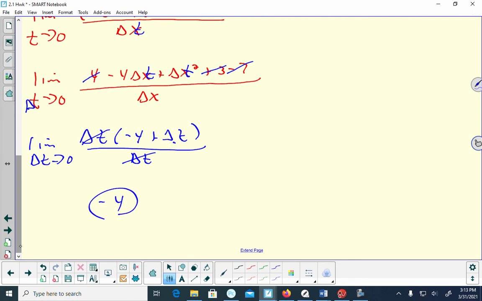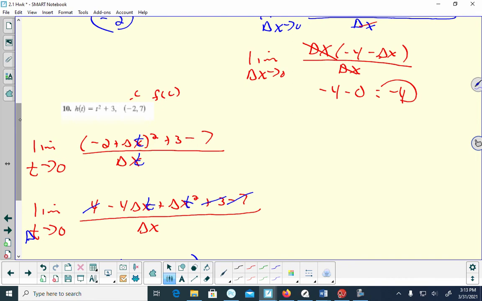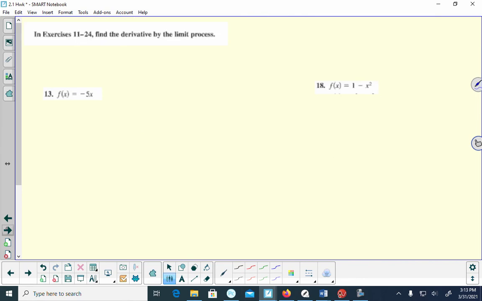So the slope of the tangent line to t squared plus 3 at the point negative 2, 7 is going to be negative 4. Okay, now the next ones, 11 through 24, they want me to find the derivative by doing the limit process.